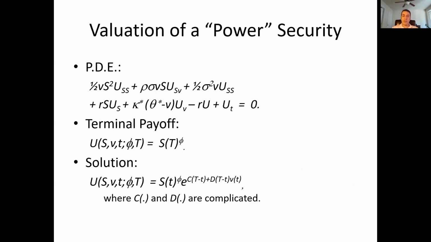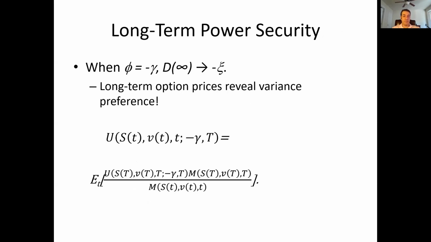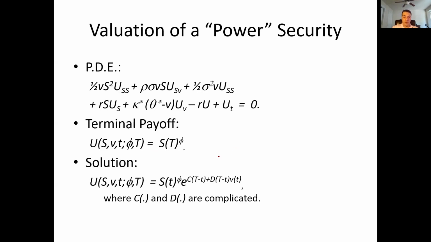I want to now consider valuing a particular security. Since I have the pricing kernel, I can value calls and puts and anything I want. And I'm going to consider valuing a security that pays off a power of the stock price. That is this middle equation here. This says that the terminal payoff is a power of the stock price. Whoops, I'm sorry, not that one. Here we are.